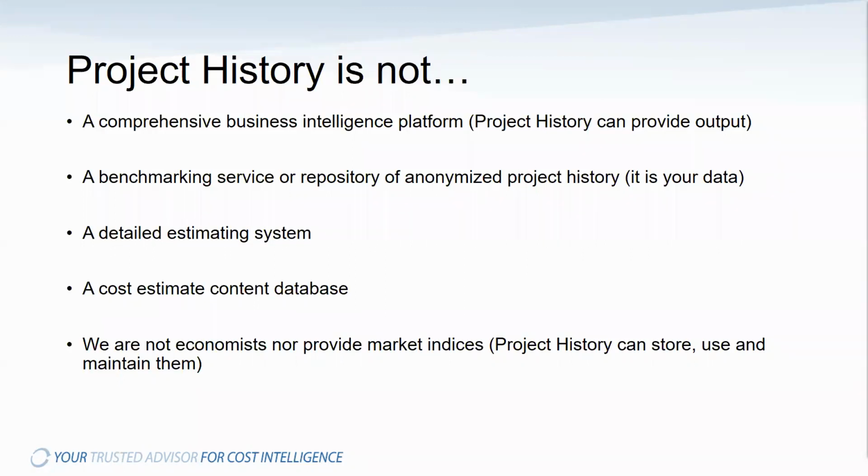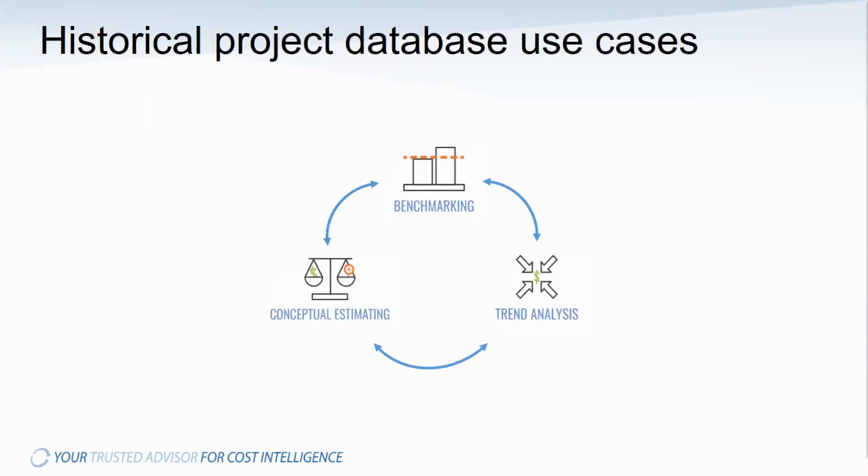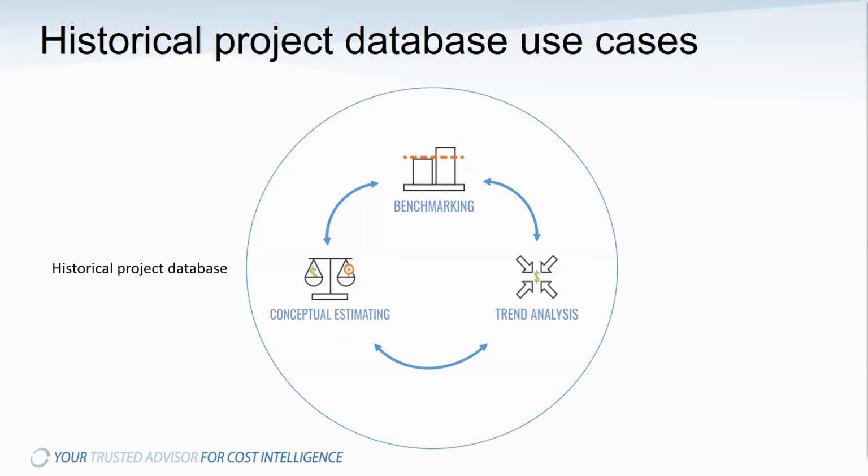We here at EOS Group are not economists. We don't provide market index information. That's readily available from governmental and private sources. However, we do store and make use of them through our factoring subsystem for normalization and escalation. So the basic use cases I covered before are related to one another, supported primarily with this history database.